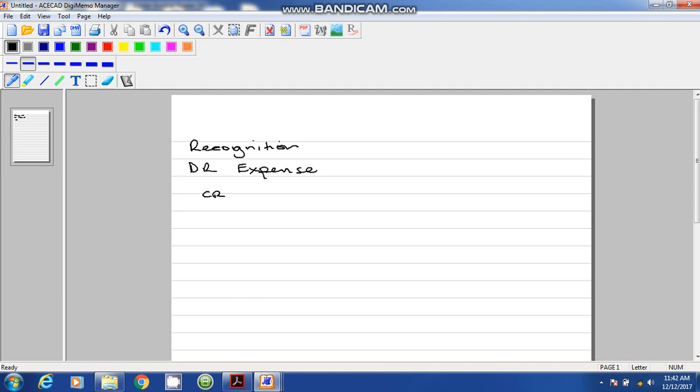If the compensation is through equity, then we'll credit equity. However, the credit does not go to equity, it goes to OCE, other components of equity, where it will sit until the employees have exercised the option.